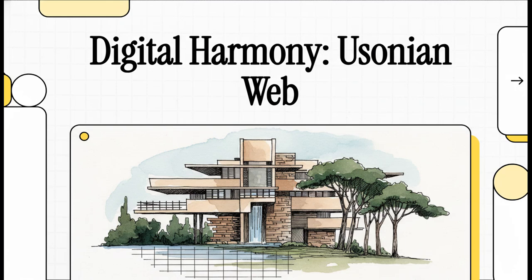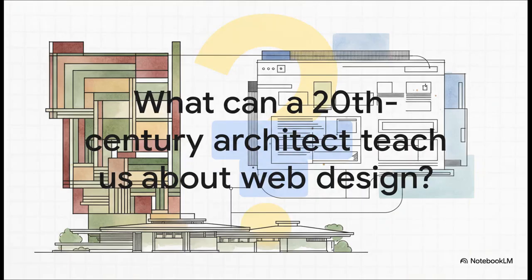You know, what if I told you that the secret to building a better website isn't hidden in some complex code, but in architecture? Today, we're going to dive into how Frank Lloyd Wright's vision of harmony and nature can help us create digital spaces that feel, well, truly human. I know it sounds like a pretty big leap, right? But I think you're going to see that the principles behind Wright's revolutionary Usonian homes are actually incredibly relevant for making websites that feel inviting and just intuitive.